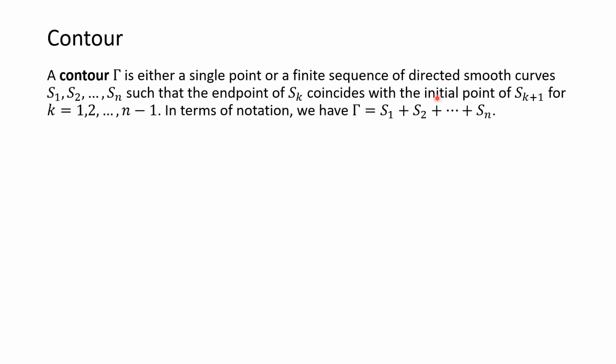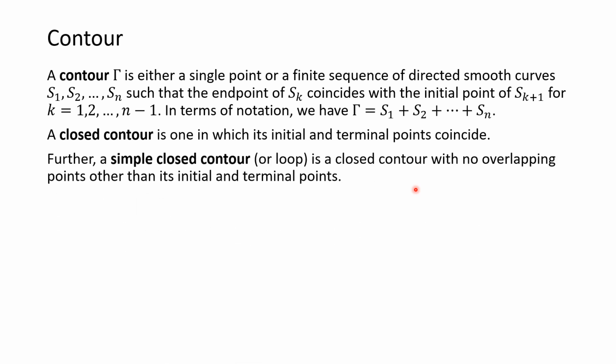And then putting those all together, we get what's called a contour, and we usually write it this way as a sum. I mean, this sum is not really a sum in terms of addition, but in terms of concatenation of these smooth curves.